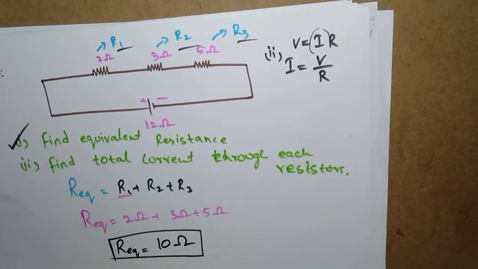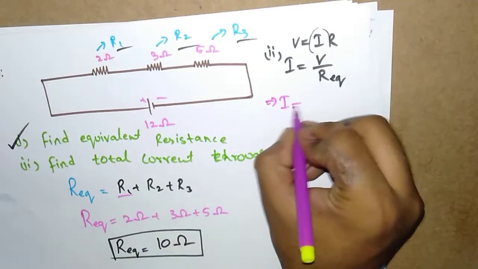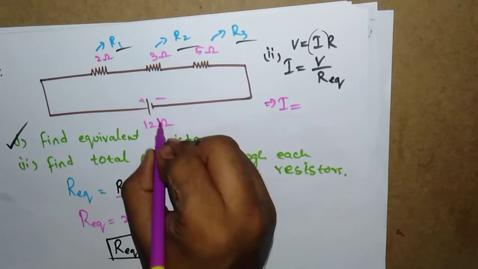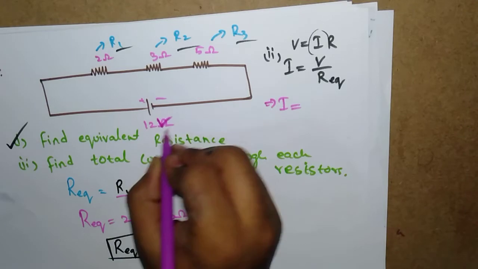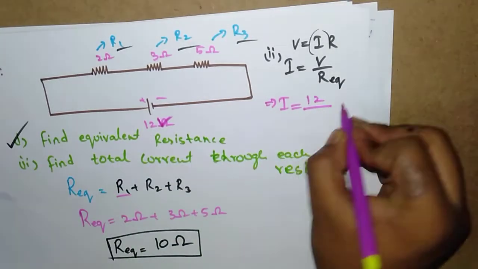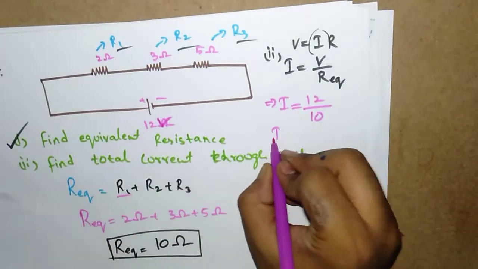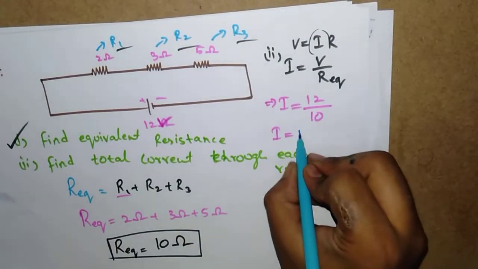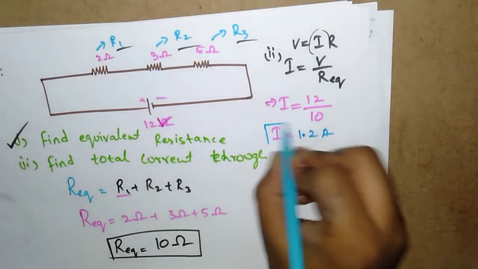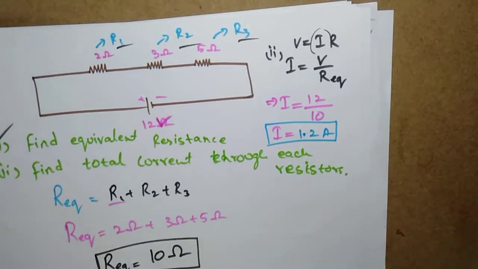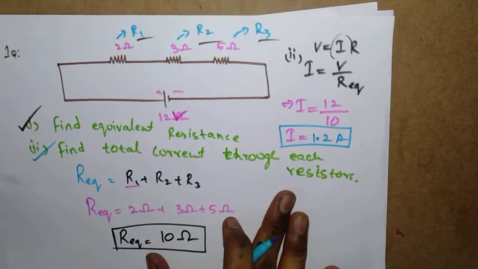So while finding the current in series combination, we should consider the equivalent resistance. Then I is equal to, what is the voltage here? Sorry, this is the voltage, 12 volts. So 12 divided by R equivalent. R equivalent is 10. Then what is the current? 1.2 amperes. The second bit is also completed.